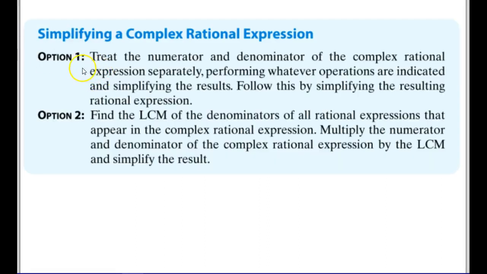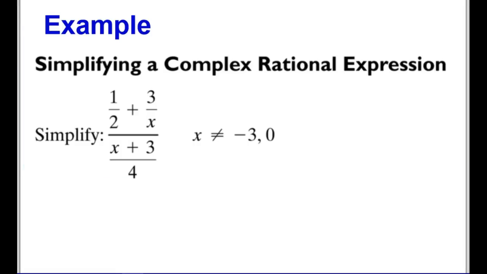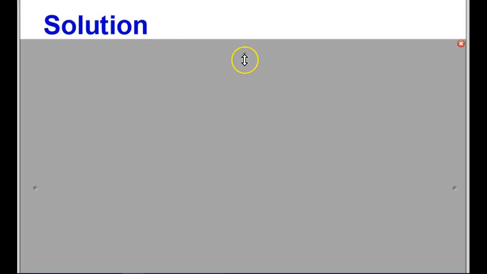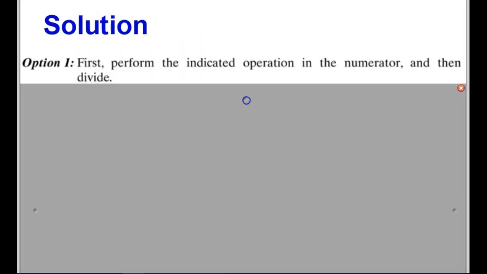So I follow option 1. I like to break things down into small chunks and then do the little pieces. Option 2 kind of looks at everything as a whole, but either way will work. Okay, so here's our complex rational expression, and we have to simplify it. The first thing we want to do is figure out just the numerator, right?